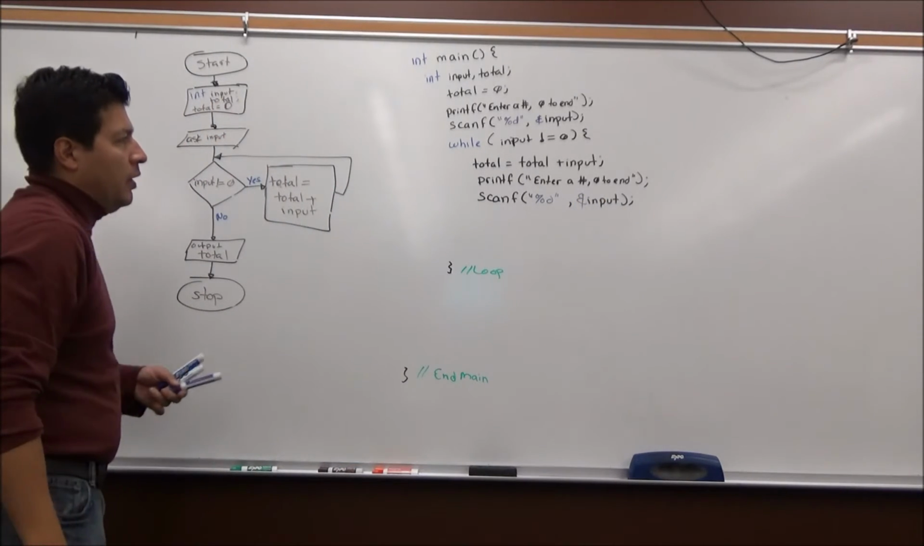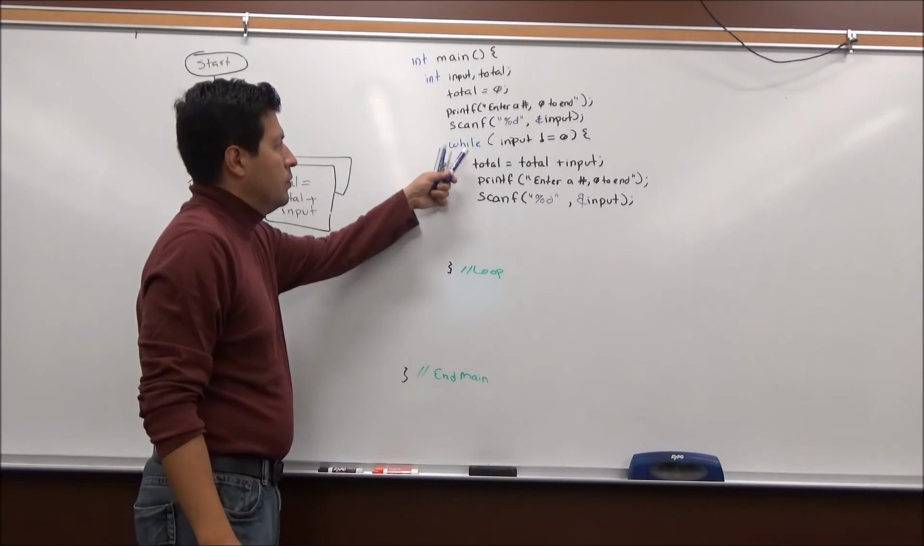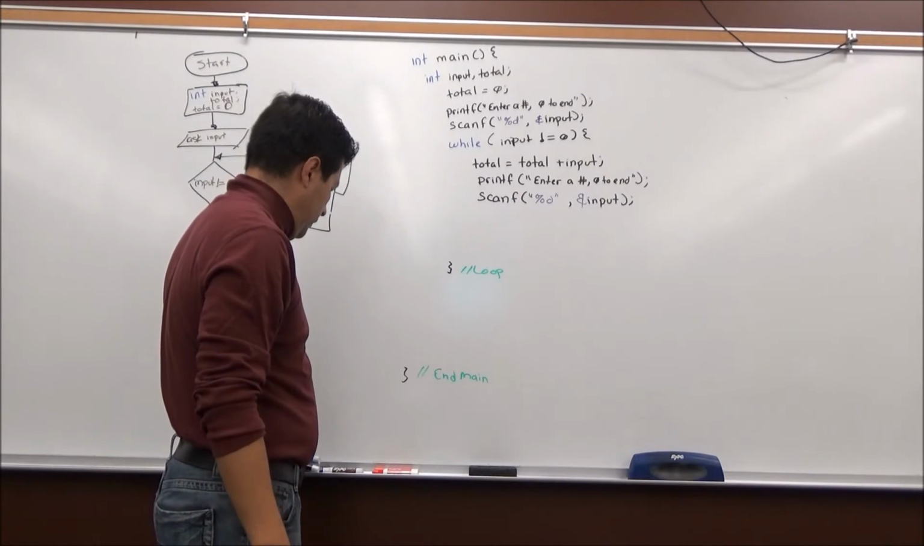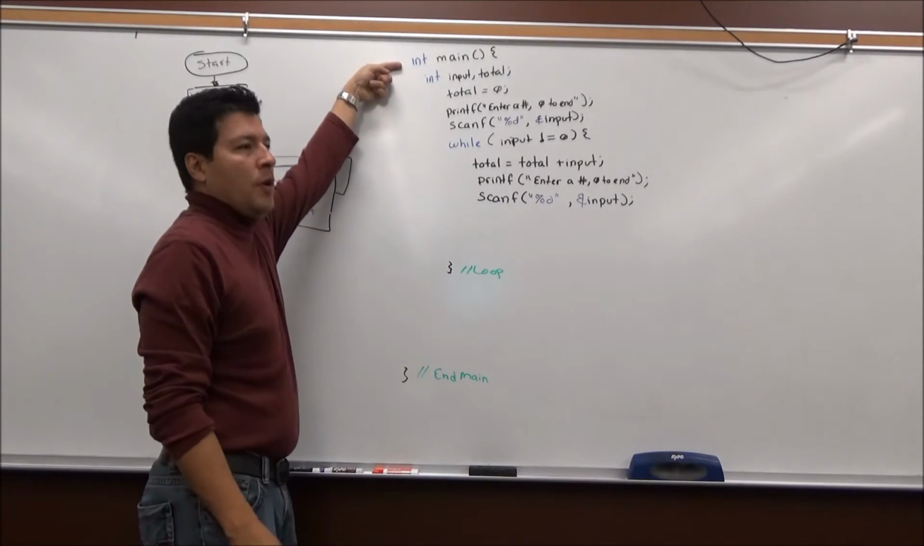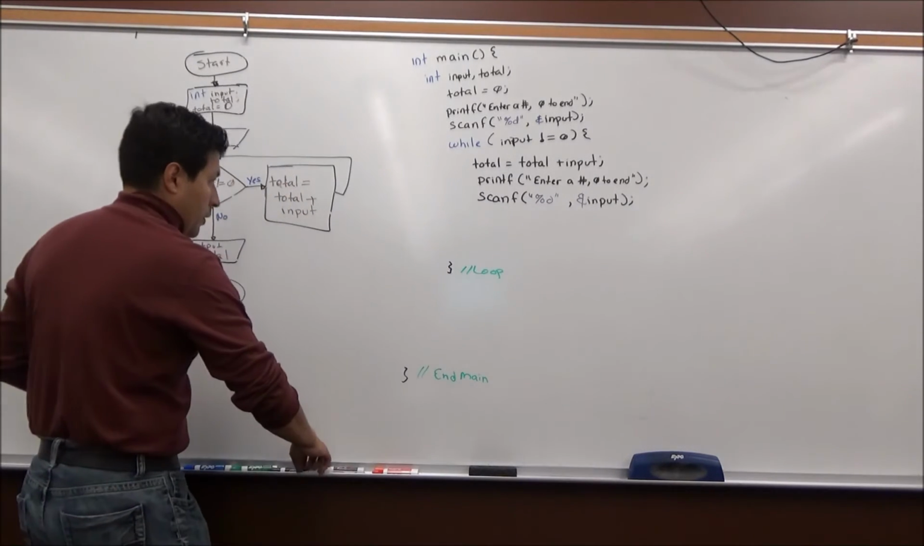So if the actual input was 0, let's see, I start from top to bottom. Oh, I need to display the output, right?